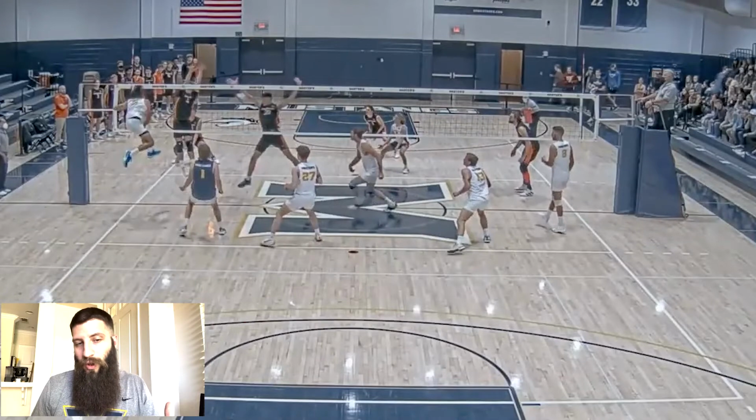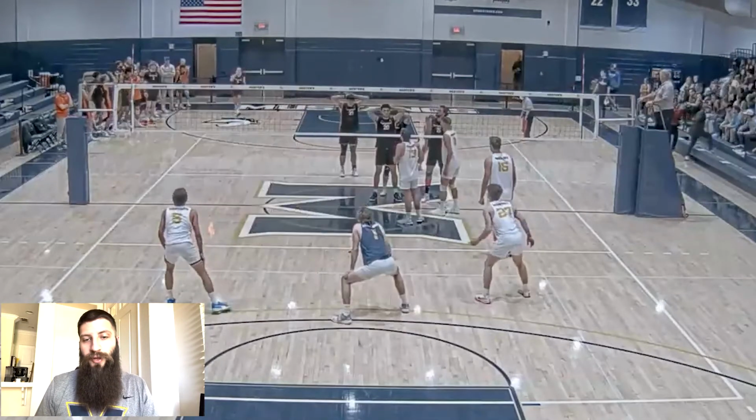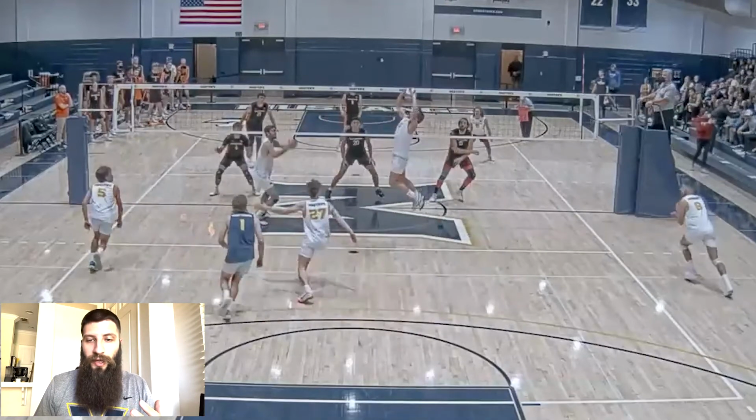So again, we're looking for the opportunity, the execution here. We ended up getting blocked, but it was the right decision by the setter, and we created an opportunity.